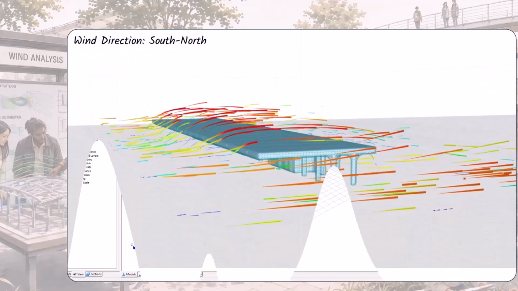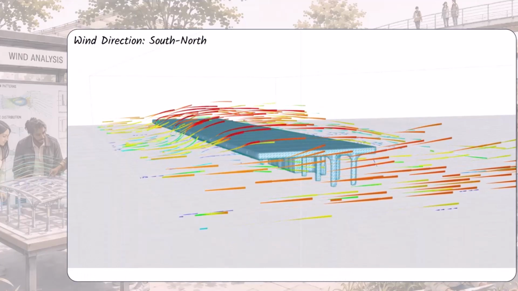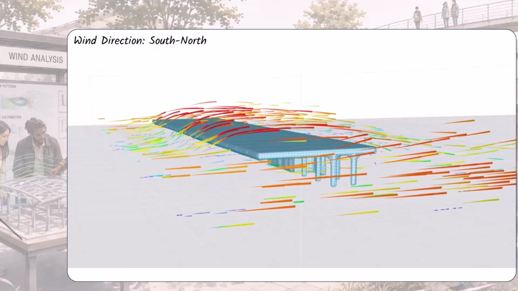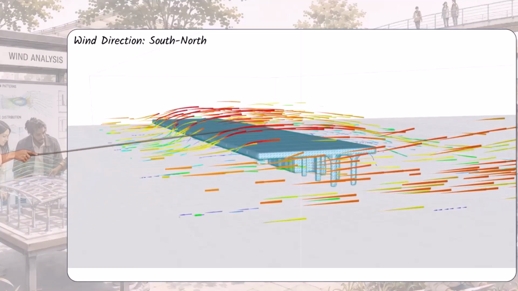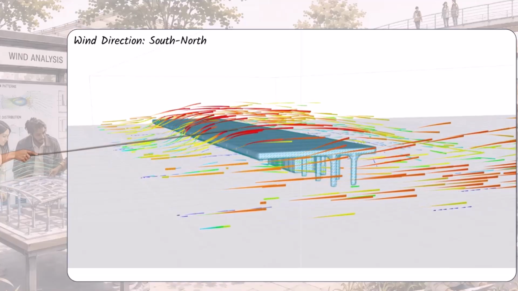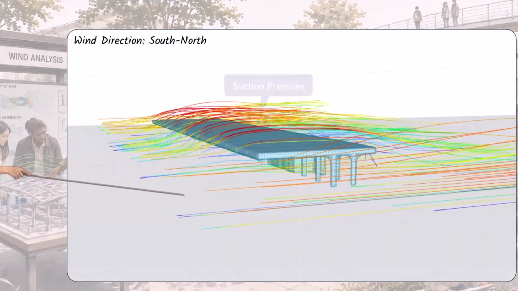Here's what we see. This animation shows how the wind wraps around the canopy. The red streamlines indicate faster airflow near the top edge, which produces suction pressure on the upper surface.